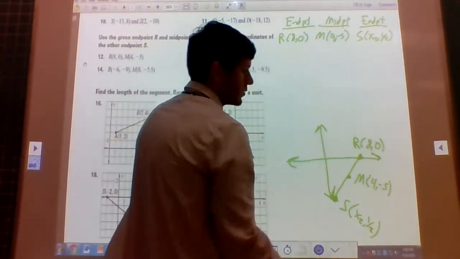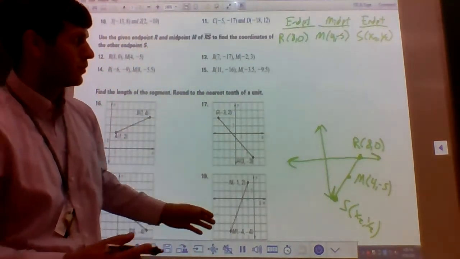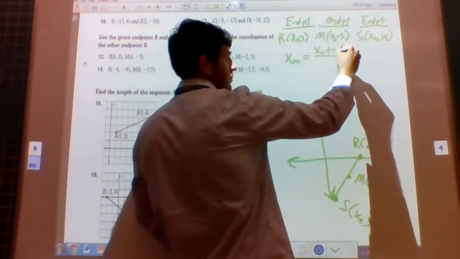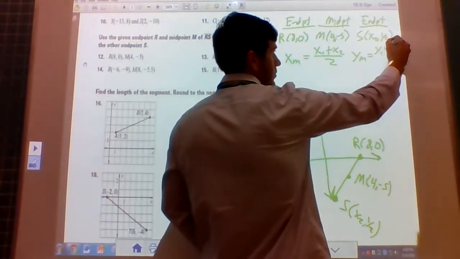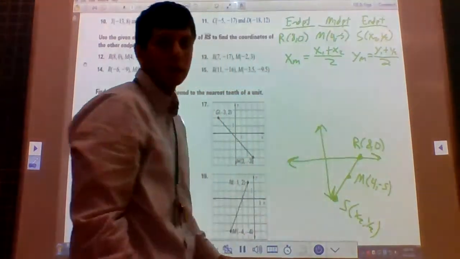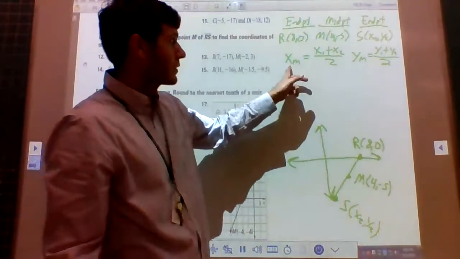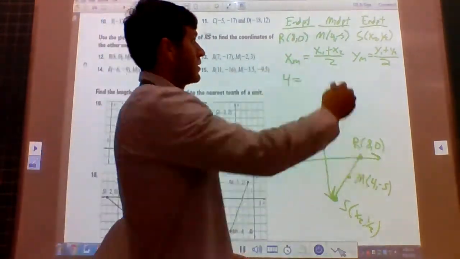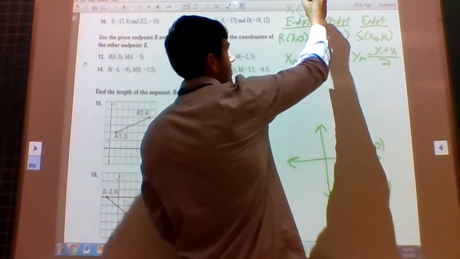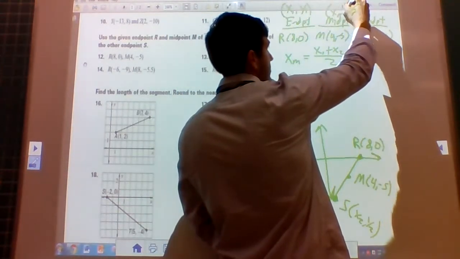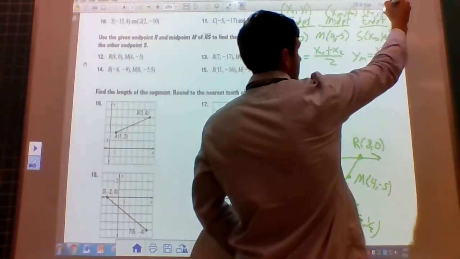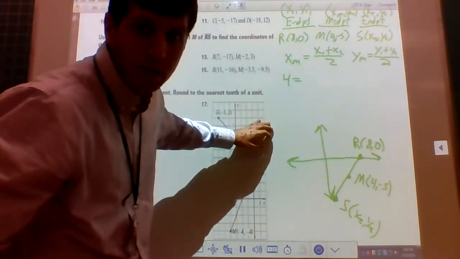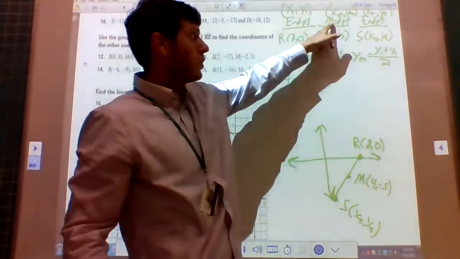X2, Y2. So we're going to use the exact same formulas as we did before. So XM equals X1 plus X2 over 2, and YM equals Y1 plus Y2 over 2. Taking the average of the X values, average of the Y values. We know the X value of the midpoint is 4. So this endpoint is X1, Y1, this is XM, YM, and this is X2, Y2.